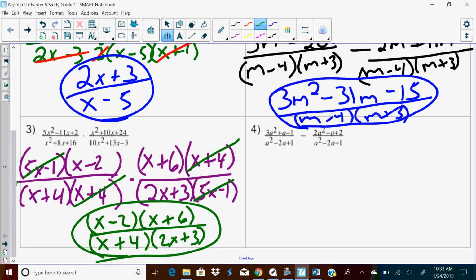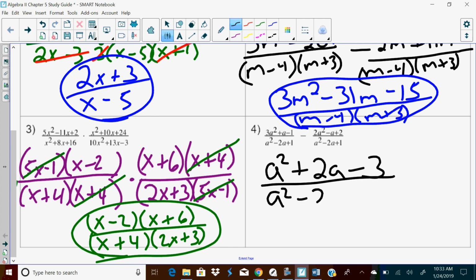Then in problem number 4, my denominators are already the same, so I don't have to factor anything. I can just go straight to combining. So I do 3a squared minus 2a squared, which is going to give me a squared. A minus negative a is going to give me 2a. Negative 1 minus 2 is going to give me negative 3, all over a squared minus 2a plus 1.